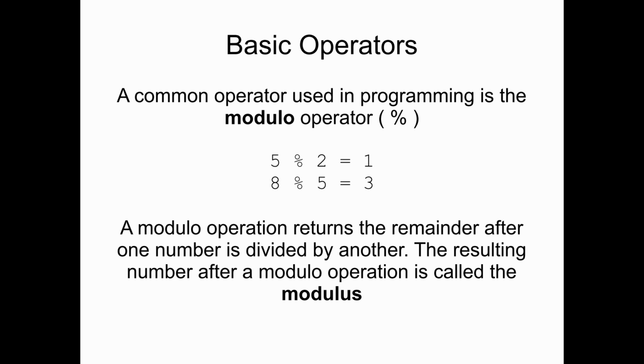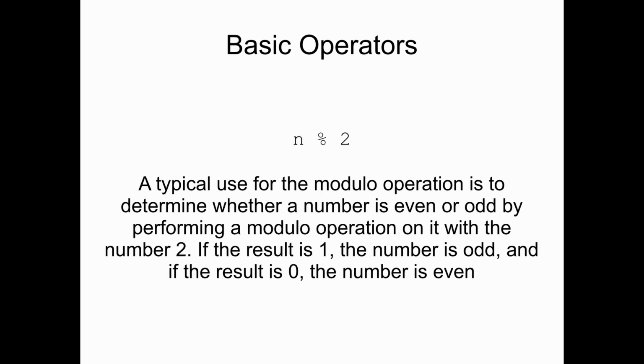A common operator used in programming is the modulo operator. A modulo operation returns the remainder after one number is divided by another. The resulting number after a modulo operation is called the modulus. A typical use for the modulo operation is to determine whether a number is even or odd by performing a modulo operation on it with the number 2. If the result is 1, the number is odd, and if the result is 0, the number is even.